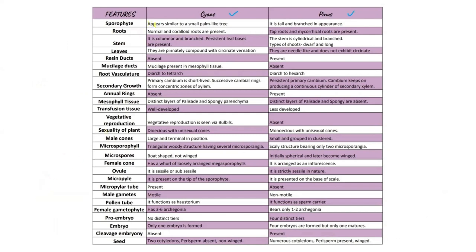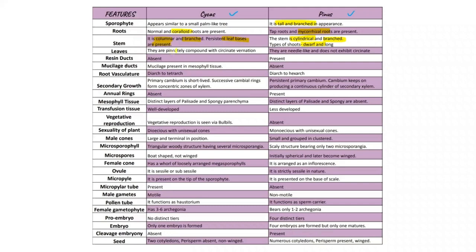So a sporophyte of the cycas appears to be a palm-like tree, whereas the pinus appears to be much branched and a very tall tree. If we talk about roots, then the cycas has coralloid roots, whereas mycorrhizae, ectomycorrhiza and endomycorrhiza, are seen in the pinus. Then if you talk about the stem, the shape of the stem is columnar and branched in the case of cycas, whereas it is cylindrical and branched in the case of pinus. And it contains shoots, dwarf shoots and long shoots, whereas persistent leaf bases are seen in the stem of cycas.